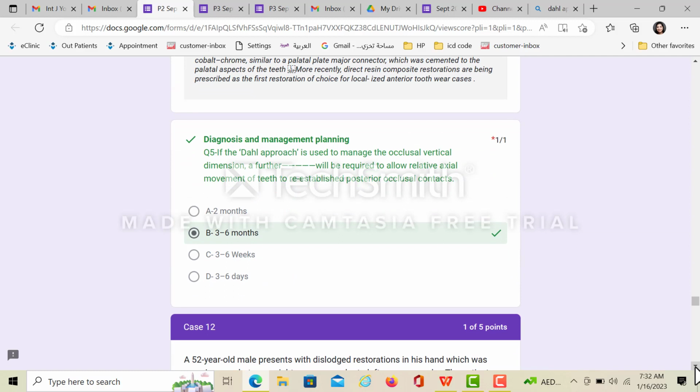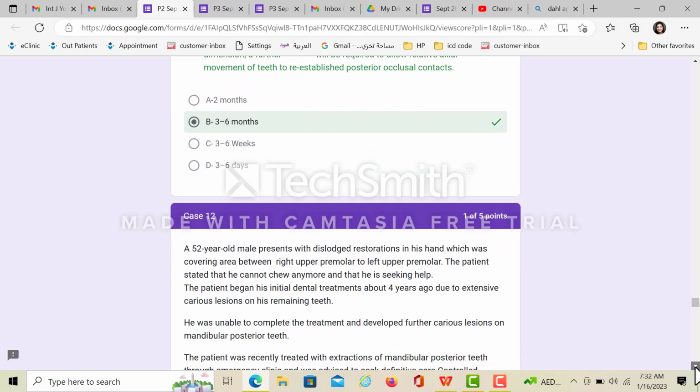Diagnosis and management planning. Okay, if the Dahl approach is used to manage the occlusal vertical dimension, a dash, that is how many months would be required to allow relative axial movement of the teeth to re-establish the posterior contacts. This you will have to learn. It would take around 3 to 6 months. You cannot use logic for this. This is the normal time the teeth would need to move and maintain themselves in the axial relationship.